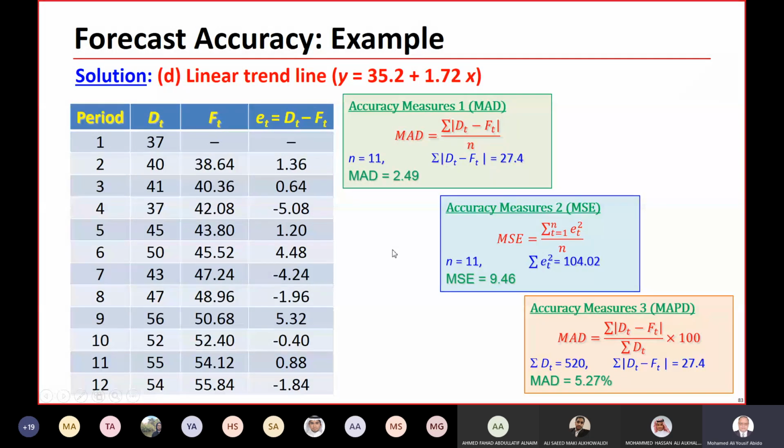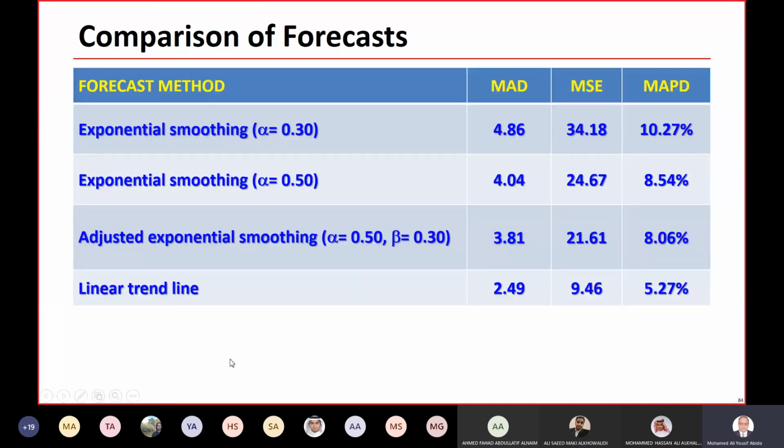So we can highlight all these methods that we discussed. These are the four methods that we are considering here, and these are the measures that we calculated. You can use only one measure, for example, MAD. Based on MAD, can you judge which method is the best? This one, linear trend.